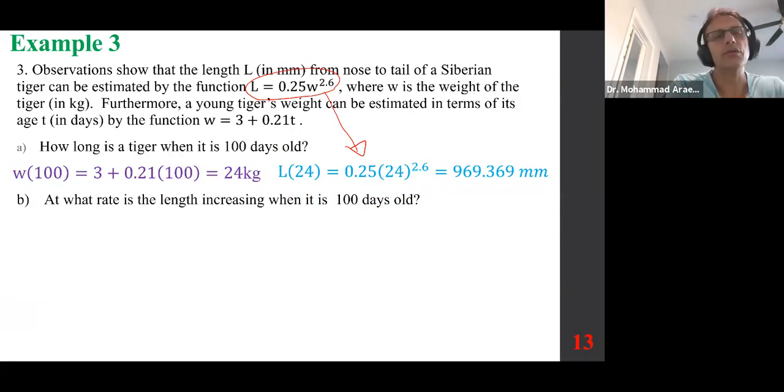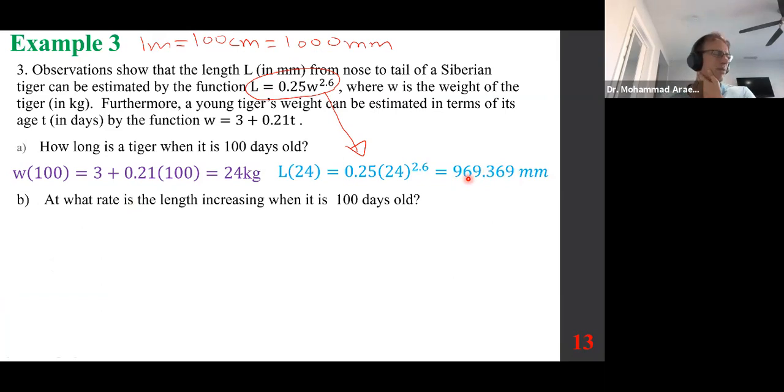But I'm reminding you that 1 meter is 100 centimeters. 1 centimeter is 10 millimeters. So this is 1,000 millimeters, meaning your answer is almost 1 meter, almost. And 1 meter is about 3 feet.